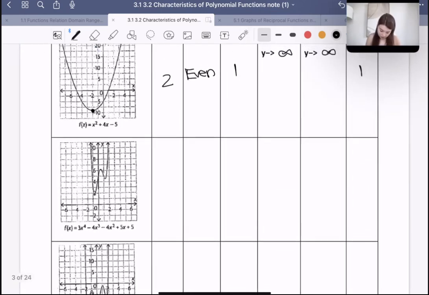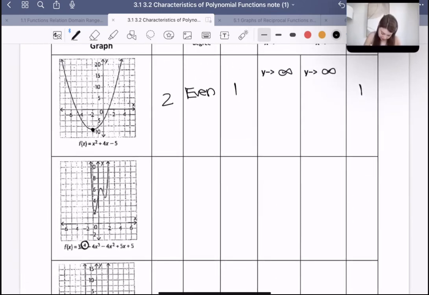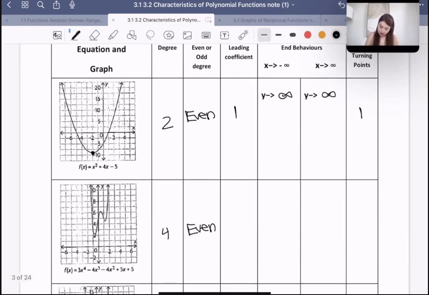This is a degree 4 polynomial. I see 4 as our leading coefficient here. That is also an even degree because 4 is an even number. Leading coefficient would be 3. I see 3 right there, so that's 3. Now that is a positive leading coefficient, right? That's a positive number. And this is an even degree function as well, right?